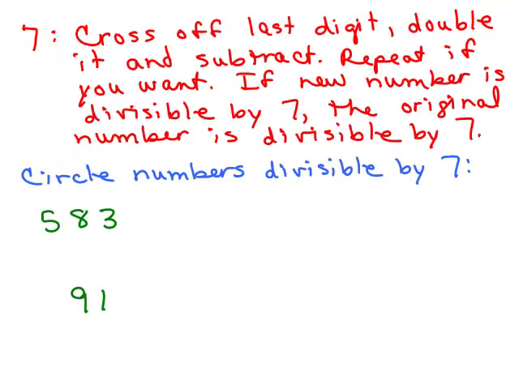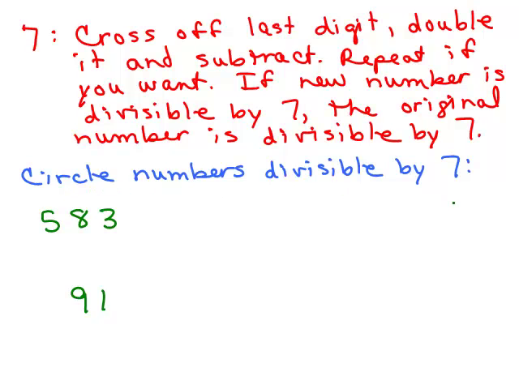The next prime number is 7. So this is harder to explain than just do. Here's what you do. You cross off the last digit, double it, and subtract. You repeat if you want. If the new number is divisible by 7, the original number is divisible by 7. Okay, it sounds like a mouthful, but let's do it.